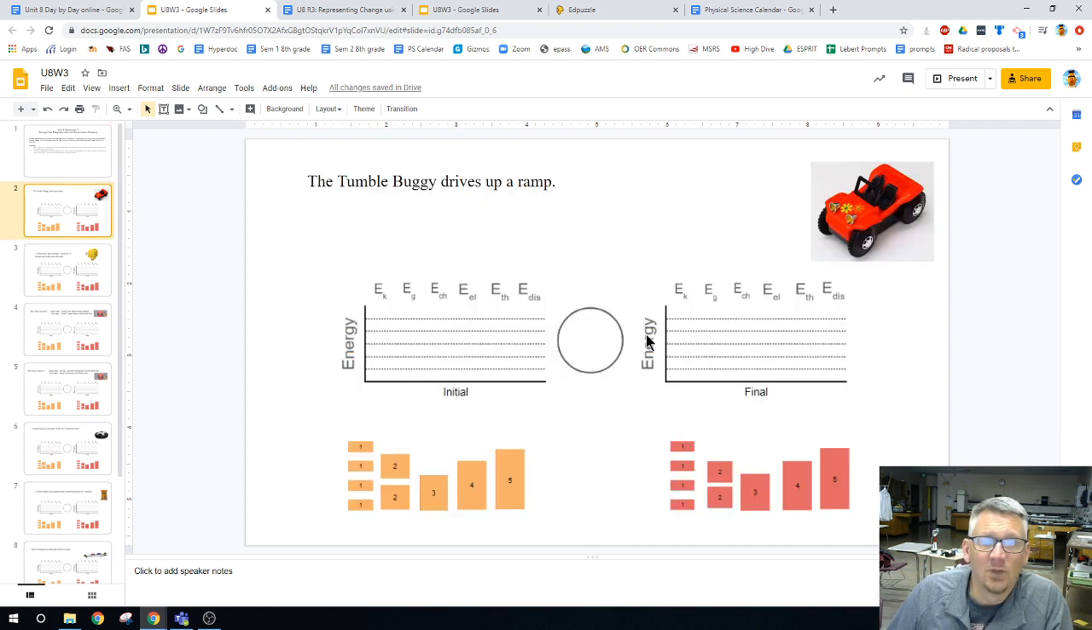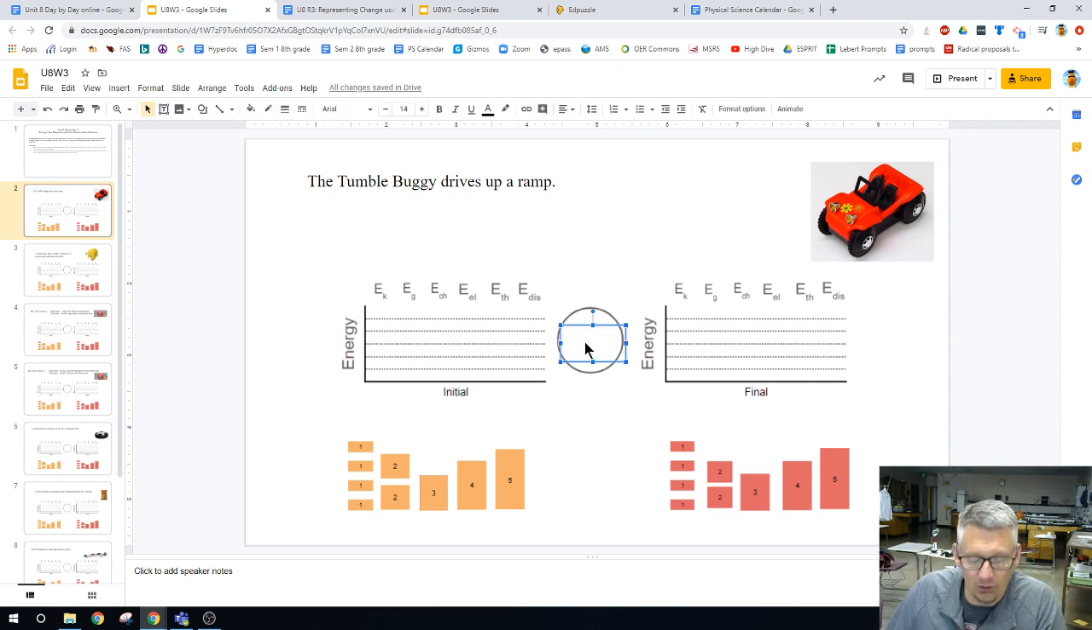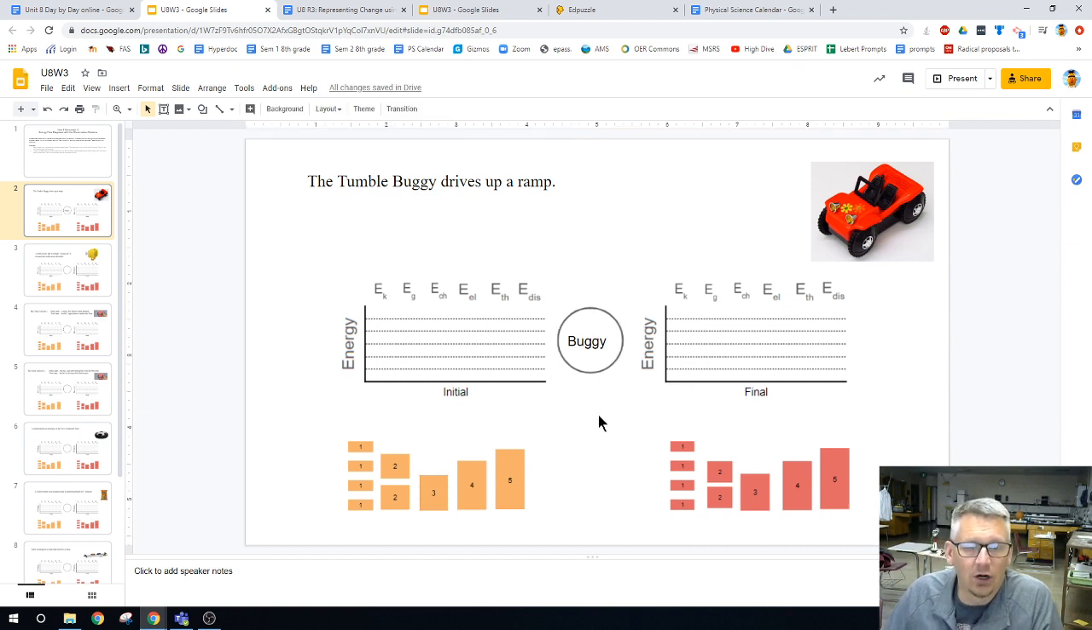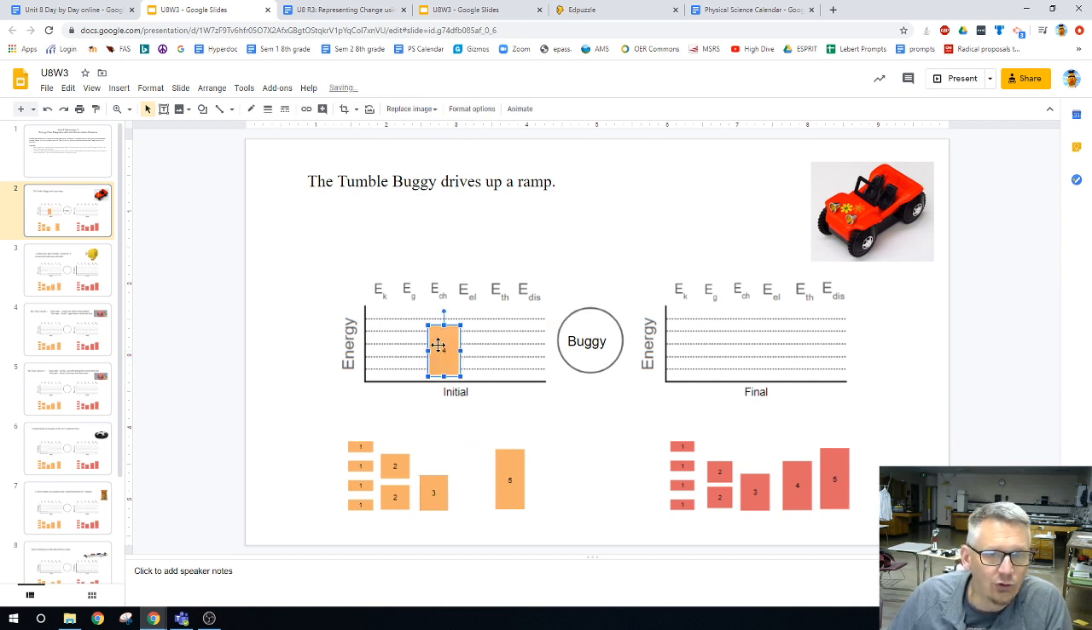So the first one was the tumble buggy drives up a ramp. Okay, so when we take a look at this, what type of energy is that buggy going to start with? So the buggy is going to be our object of our LOL. And in my eyes, it's going to start with chemical energy. So I'm going to put 4 units of chemical in the initial.